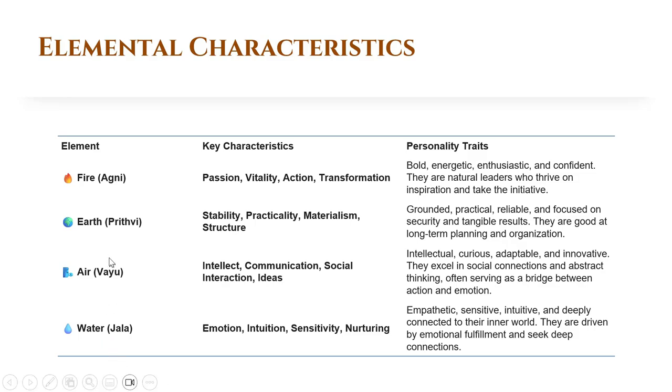If we have an Agni Rashi, okay, Agni Rashis are what? Aries, number 1, number 5 Leo, and number 9 Sagittarius. So what will these Rashis represent? These Rashis will have the characteristics of passion, vitality, action, transformation.